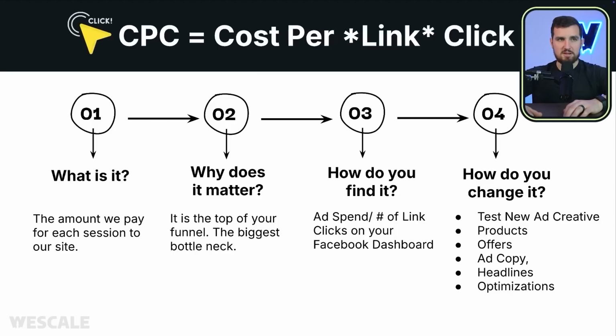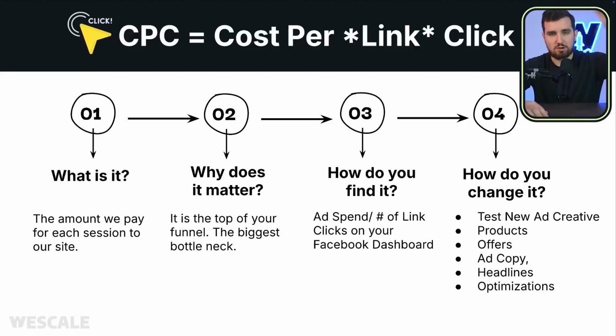So our cost per link click, and it's important that we look at the link click cost, not just CPC all. Facebook gives you both metrics. So this is the amount that we pay for each session to our site. So if we paid $100 for a billboard and 100 people came into our store, that would be a $1 cost per click. The reason that this matters is that this is the top of the funnel. This is the first metric that we have to optimize.